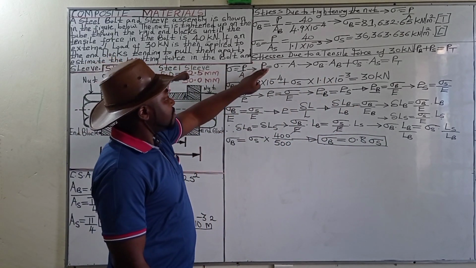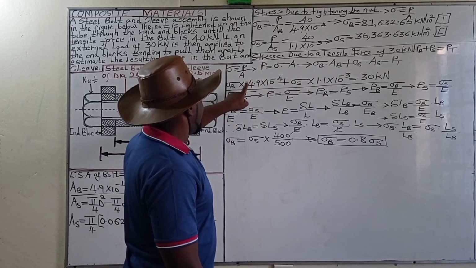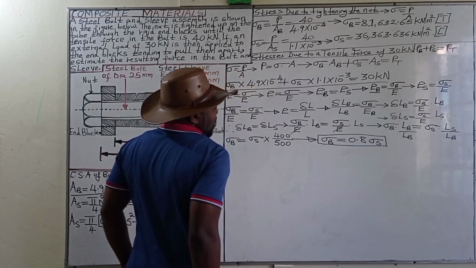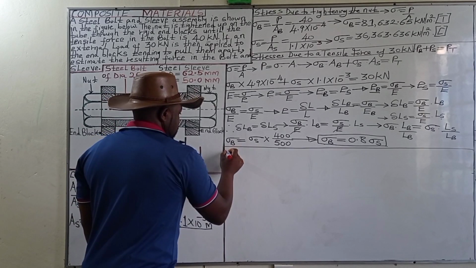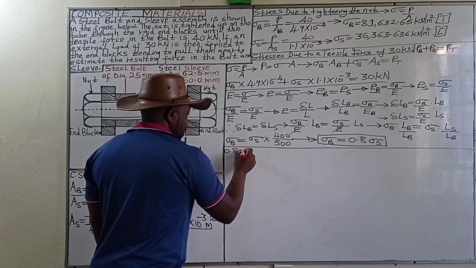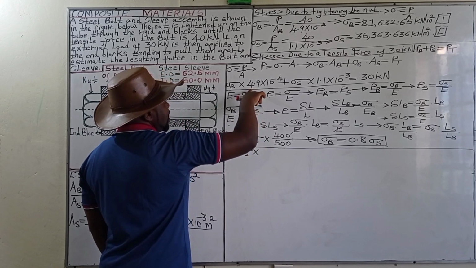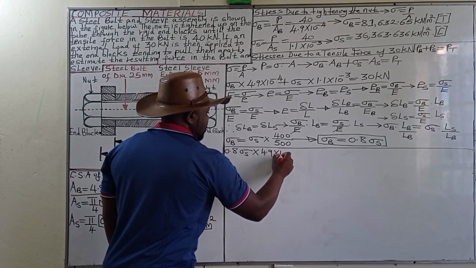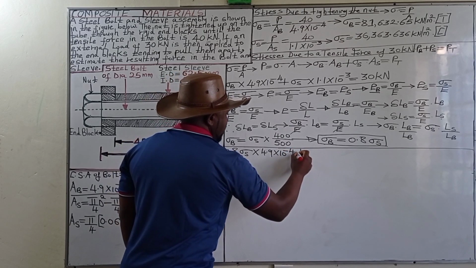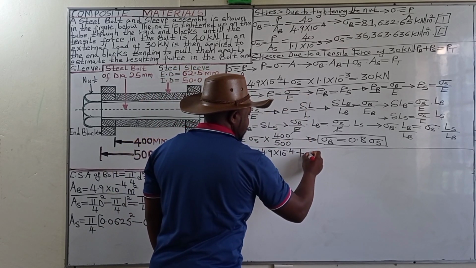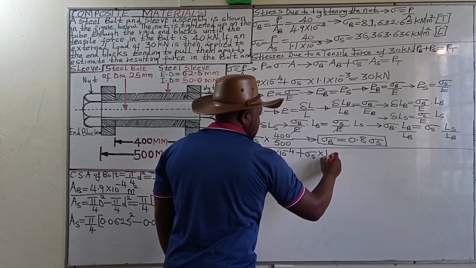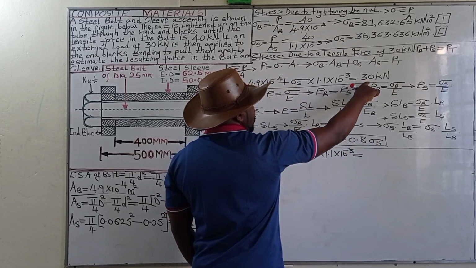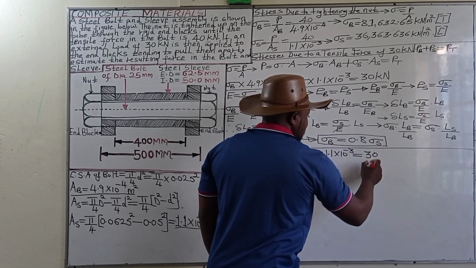Now, coming back here, the stress in the bolt is 0.8 times the stress in steel. Therefore, we have 0.8 times the stress in steel multiplied by the cross-sectional area of the bolt, which is 4.9 times 10 raised to the power of -4, plus the stress in steel multiplied by 1.1 times 10 raised to the power of -3 is equal to the total tensile force of 30 kilonewtons.